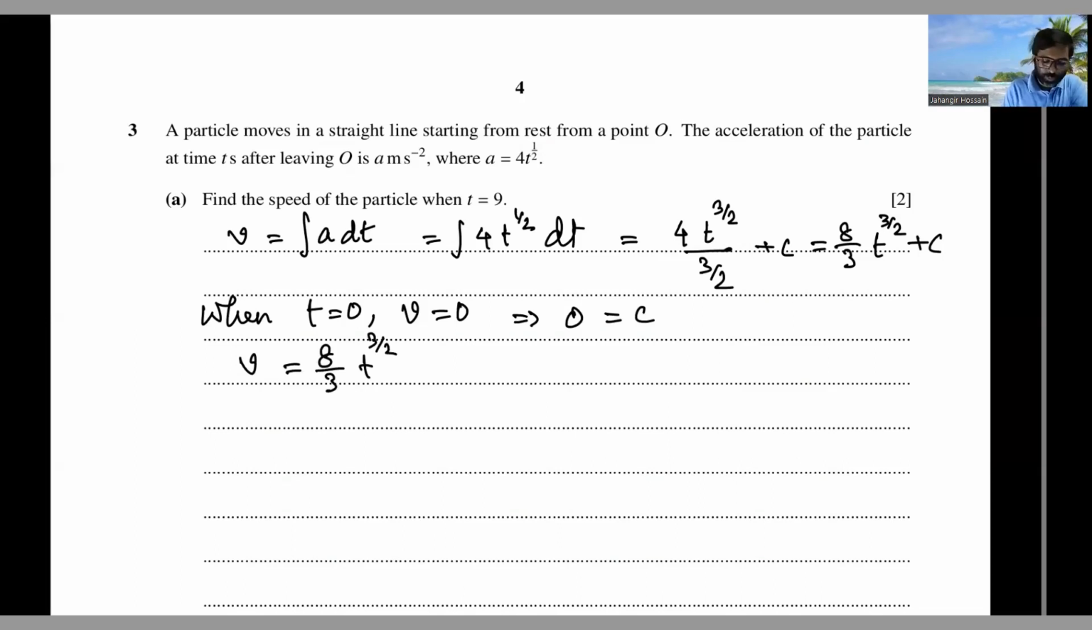Now, we have the expression for v. To find the speed at t equals 9, when t is 9, you find v. That will give us the speed of the particle at t equals 9.